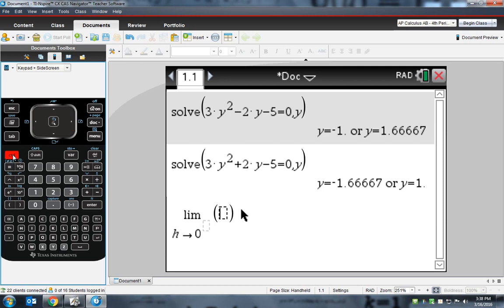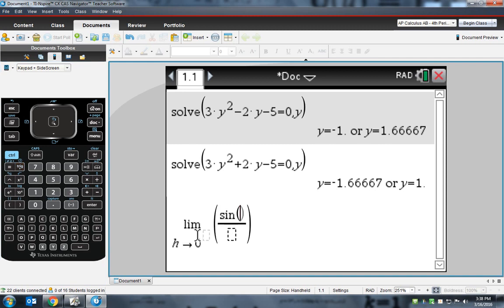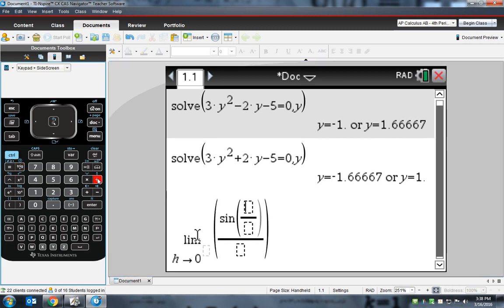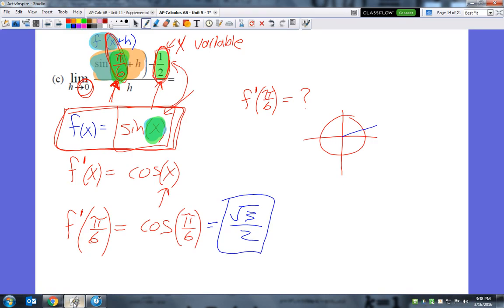So let's go ahead and do control divide, and we'll do the sine of pi over 6. So let me go ahead and get that fraction going. So pi over 6 plus h. And then we're going to close the parentheses and do minus 1/2. So control divide 1 over 2. And then finally there at the very bottom we'll put an h. And when we press enter, we'll get the root 3 over 2, which was the answer that we got.